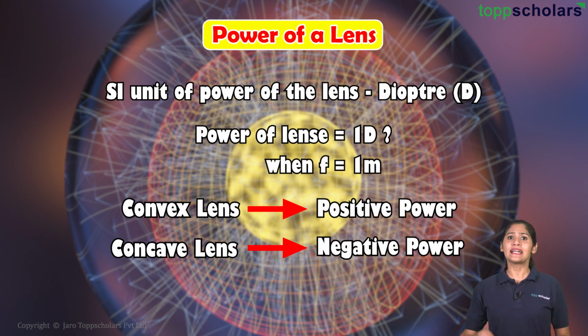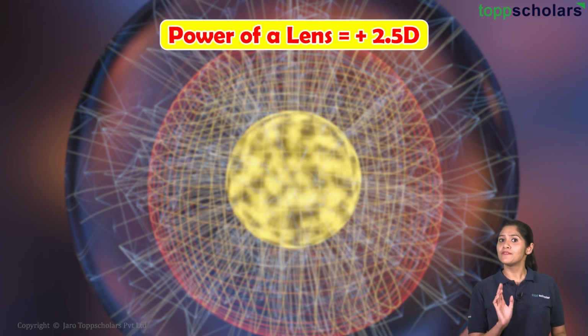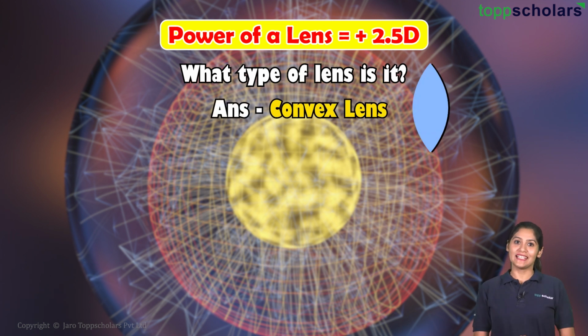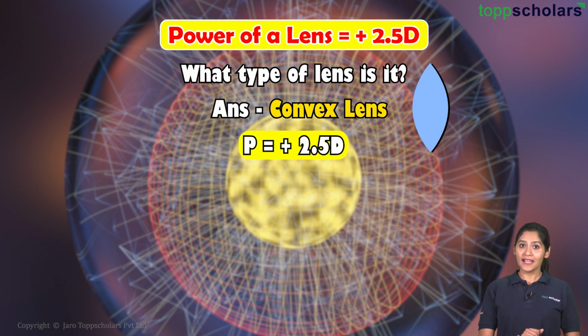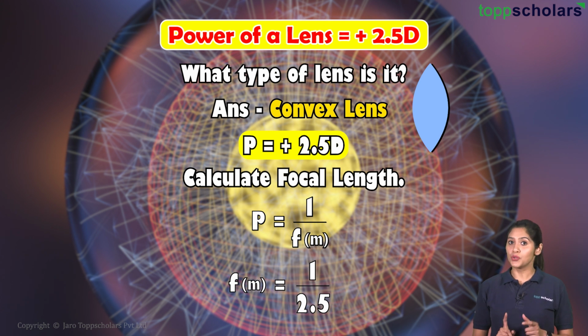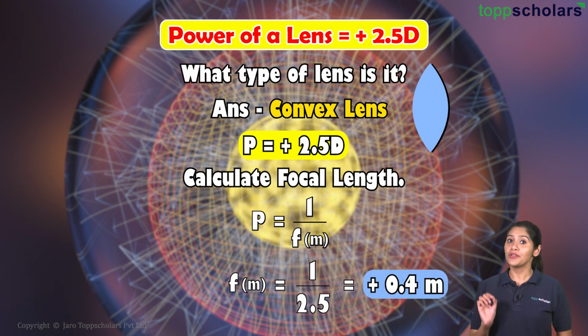So, if I say that the power is plus 2.5 D, then the lens prescribed is? Yes, it's a convex lens due to the positive sign, right? And if the power is plus 2.5 diopter, then can you calculate the focal length? Yes, I'm sure you can do it by using the formula here. P is equal to 1 upon F. So, F will be equal to 1 upon 2.5, which gives us a value of plus 0.4 meters.